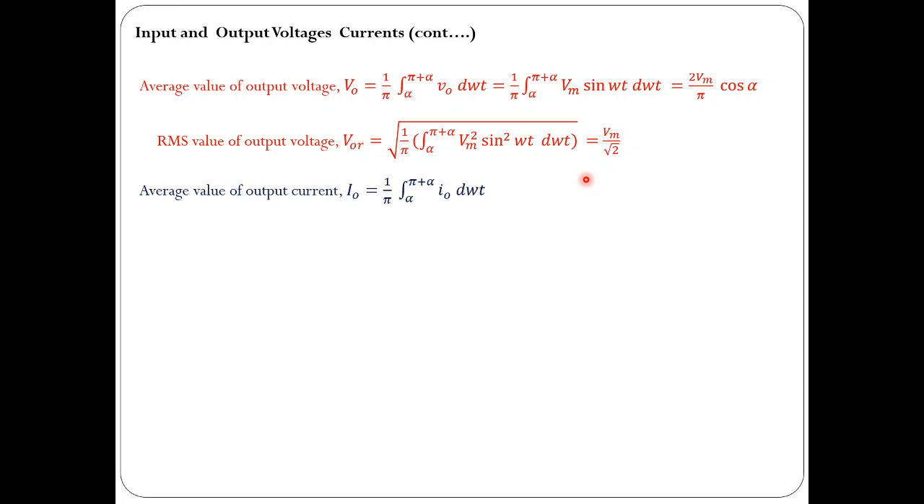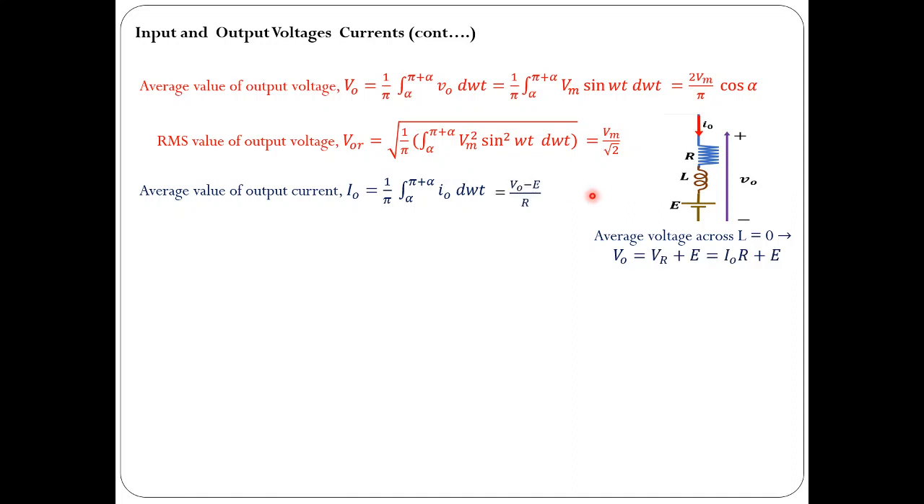Average value of output current. The formula is this. If you know the mathematical expression for I naught, then once again take the mean value and you will get the average current. This is the way to get it. The angle to complete one cycle is pi, so consider the integration over alpha to pi plus alpha only, for one cycle of the output current.